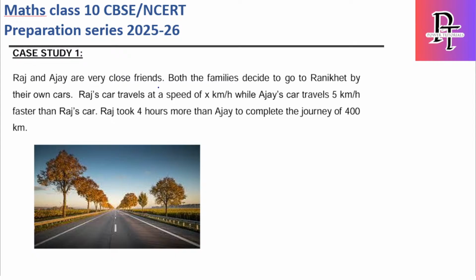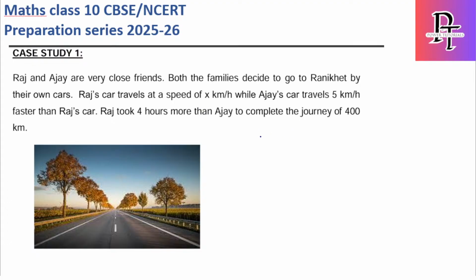Raj and Ajay are very close friends. Both families decided to go to Raniket by their own cars. Raj's car travels at a speed of x kilometers per hour, while Ajay's car travels 5 kilometers per hour faster than Raj's car. Raj took 4 hours more than Ajay to complete the journey of 400 kilometers.